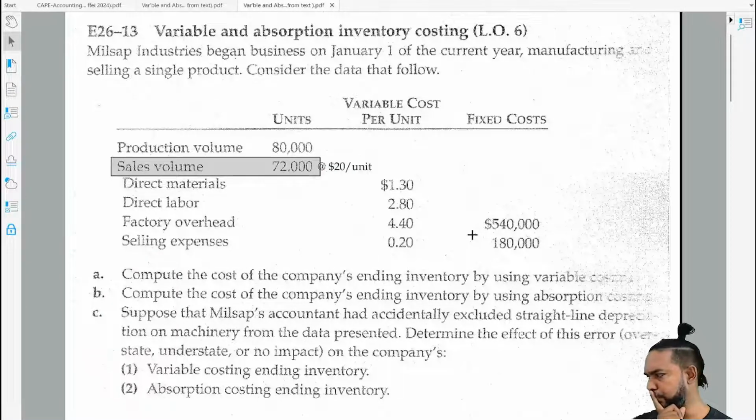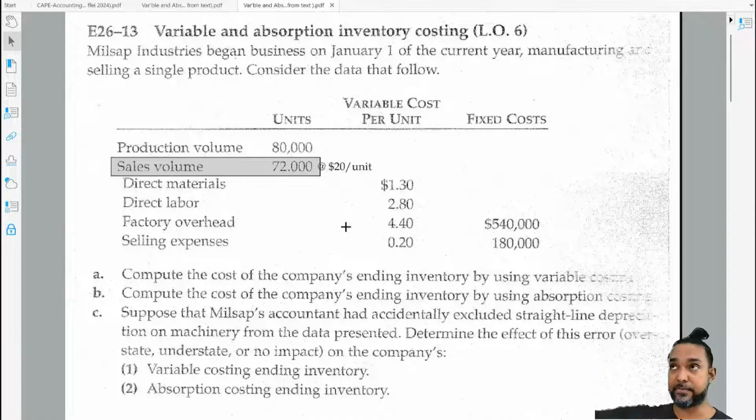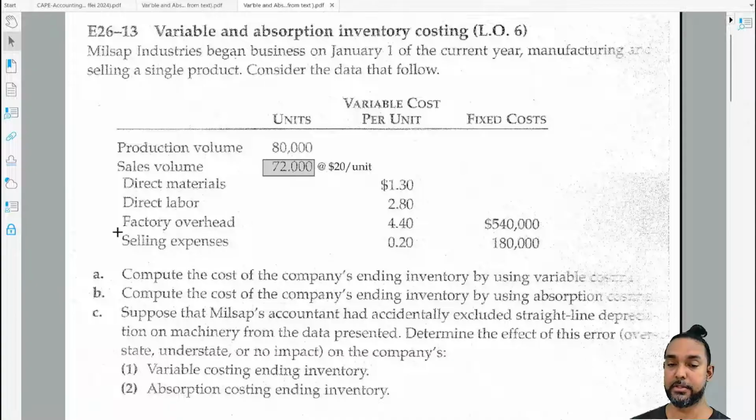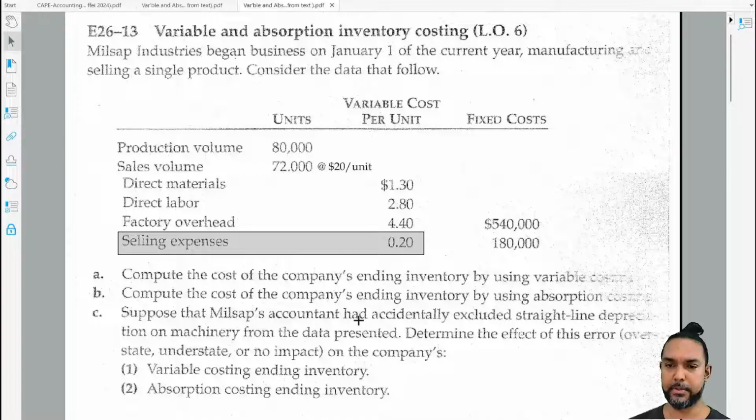Now, you're going to subtract that from the sales to get gross profit, and then for your selling expenses, the fixed costs, 180, you're plugging in as a plug and play. Your selling expenses is 20 cents, but that's by 72,000 units, right?